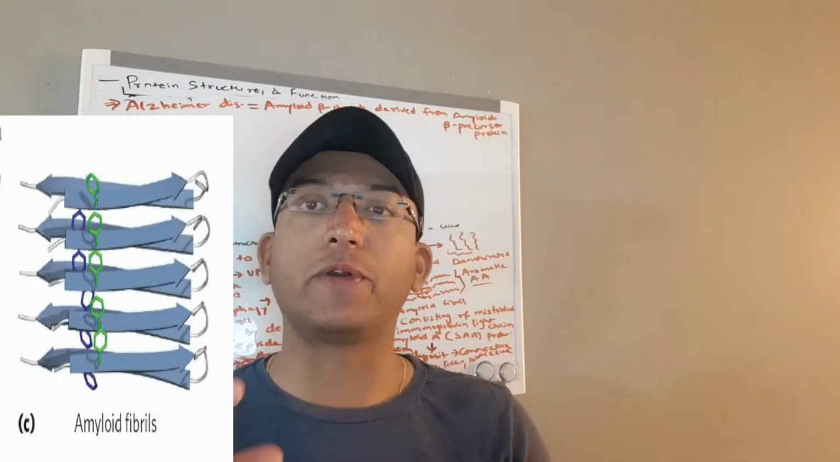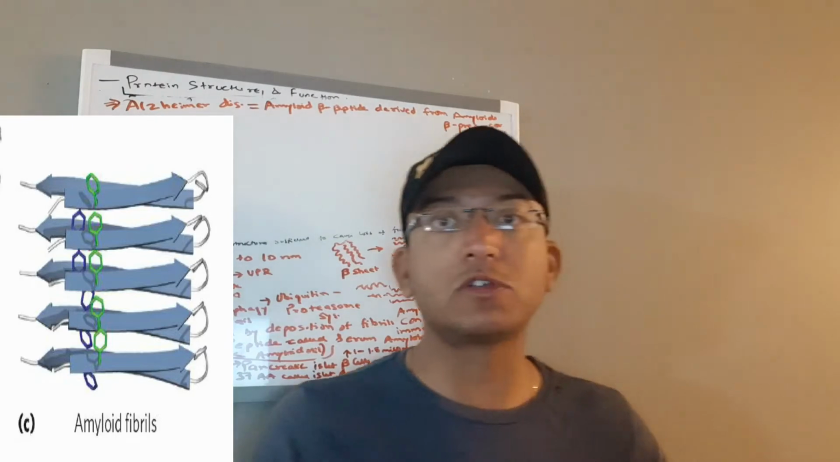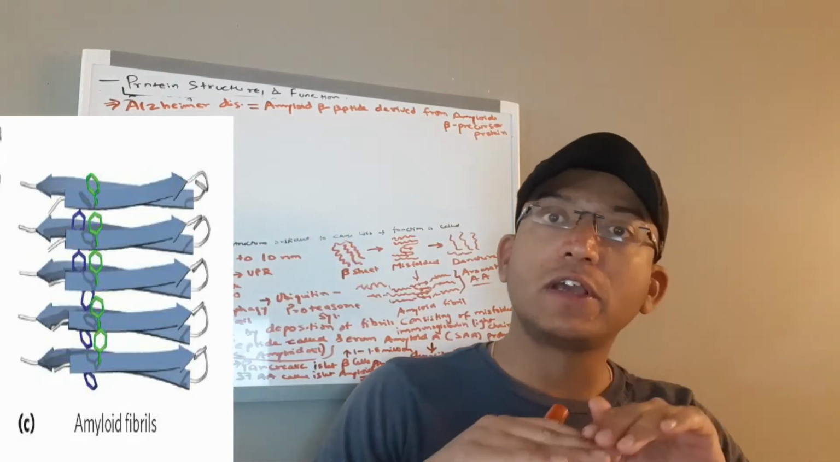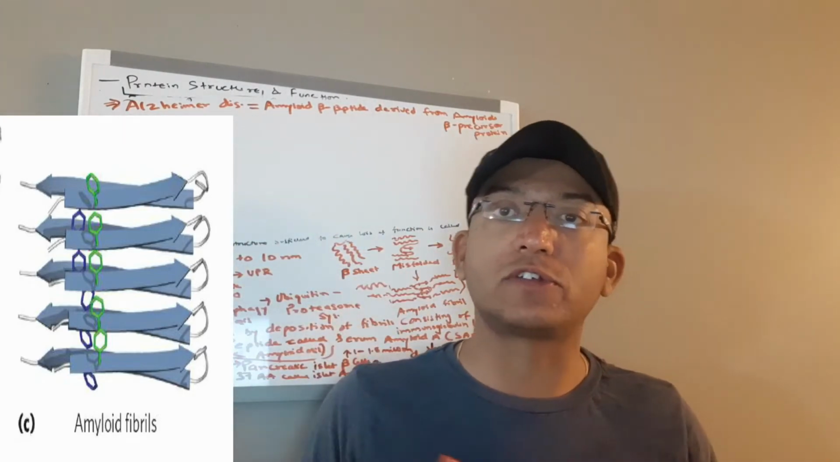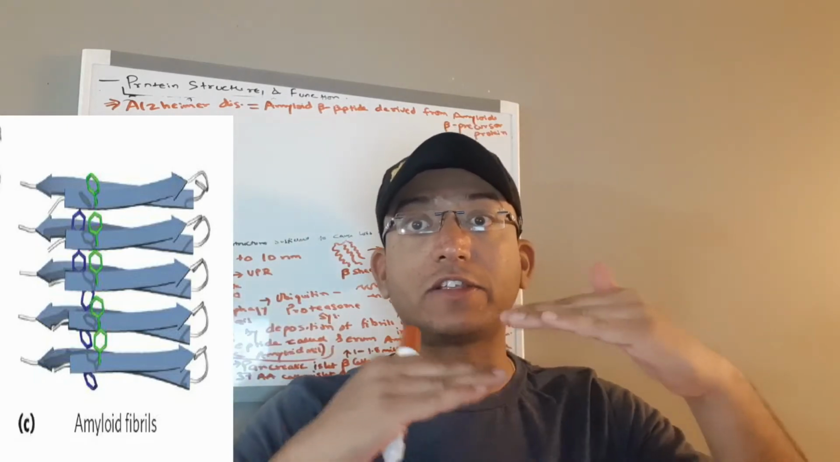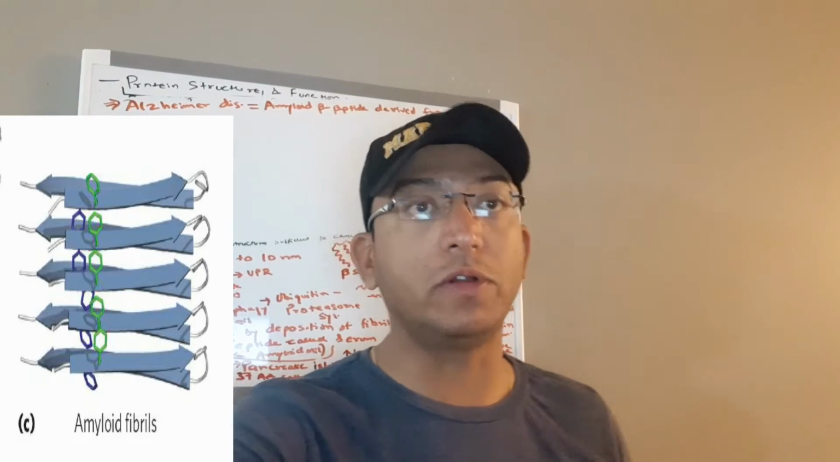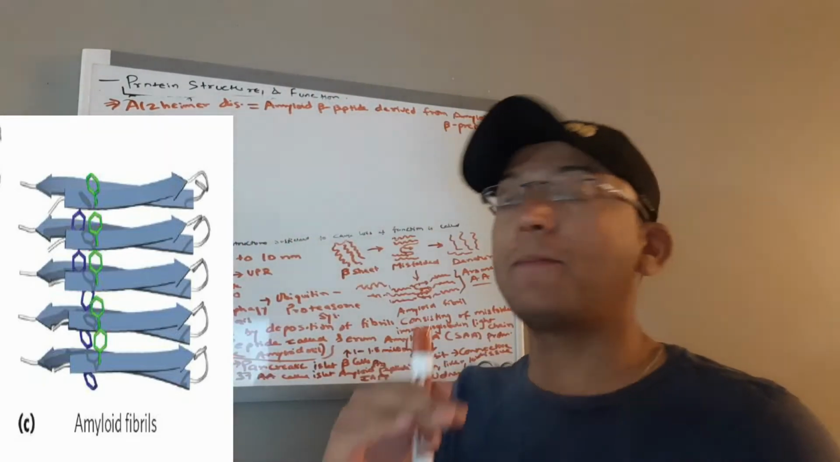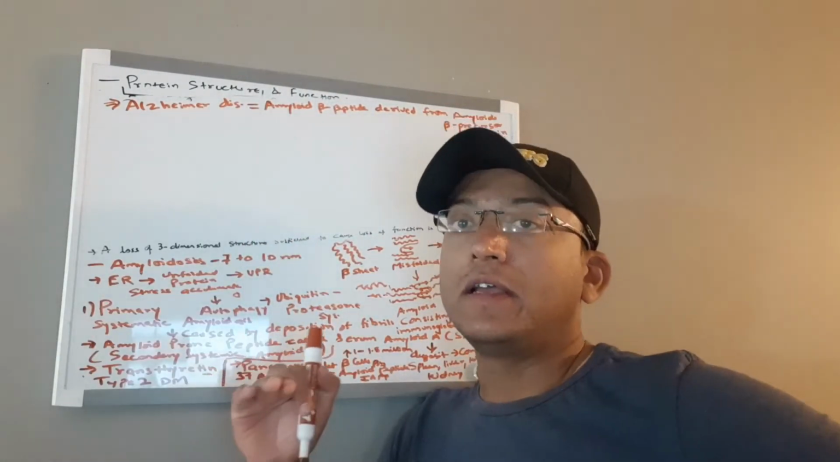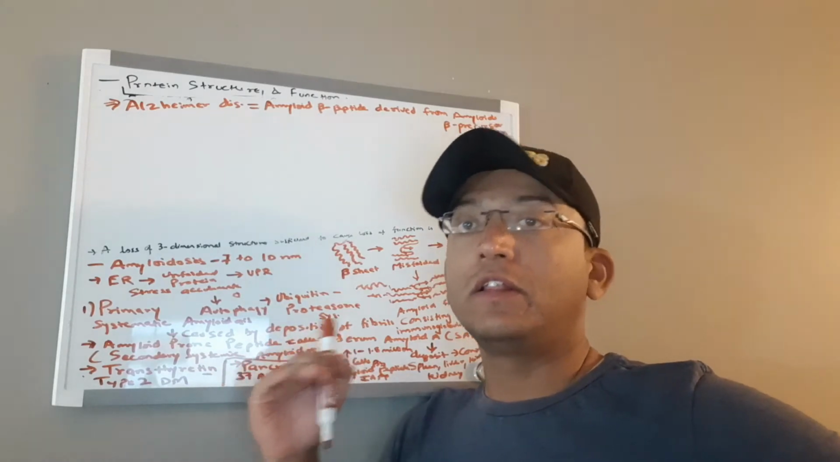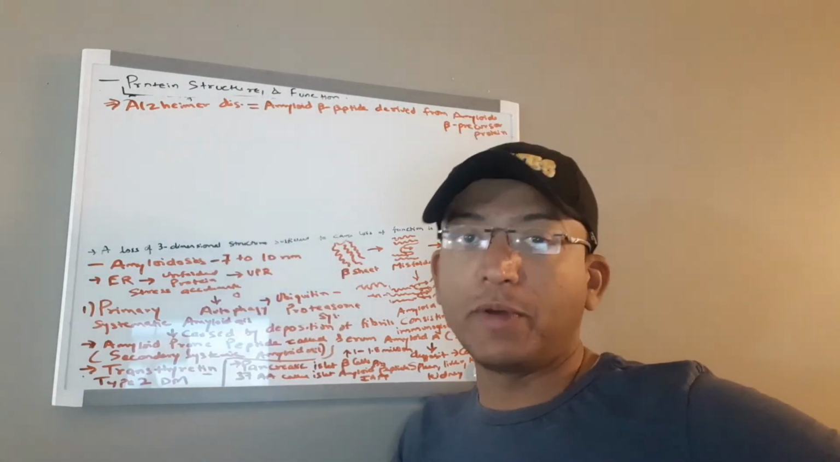You can see on your screen a computerized image of the amyloid fibrils. So after losing the alpha helical structure, it can be arranged like this, beta sheets parallel to each other, and that will form amyloid fibrils. Deposition of these amyloid fibrils is thought to be the primary cause of Alzheimer's disease.